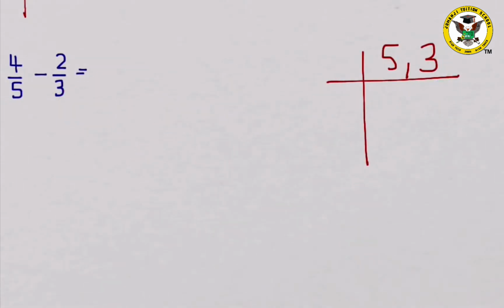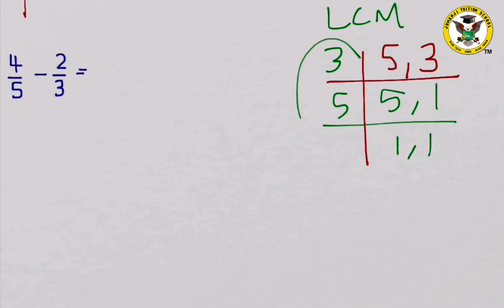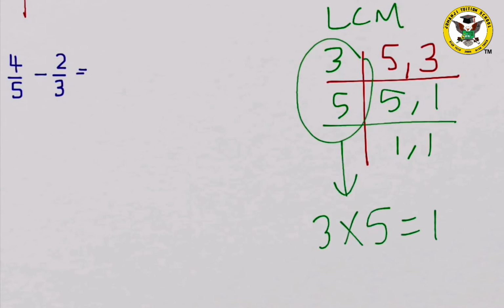For subtraction, it's the same. We need to find the LCM first. And then using this number, 3 times 5, it becomes 15.